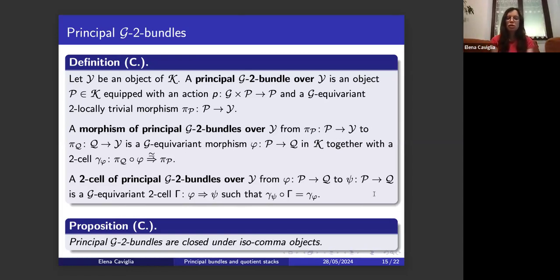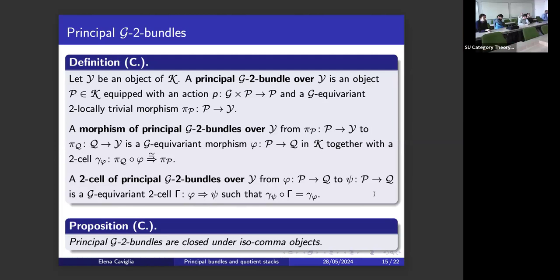And before we saw that principal bundles are closed under pullbacks, and in this two categorical context, this becomes that principal G2 bundles are closed under isocomma objects. So again, it is enough to replace pullbacks with isocomma objects, and everything still works.